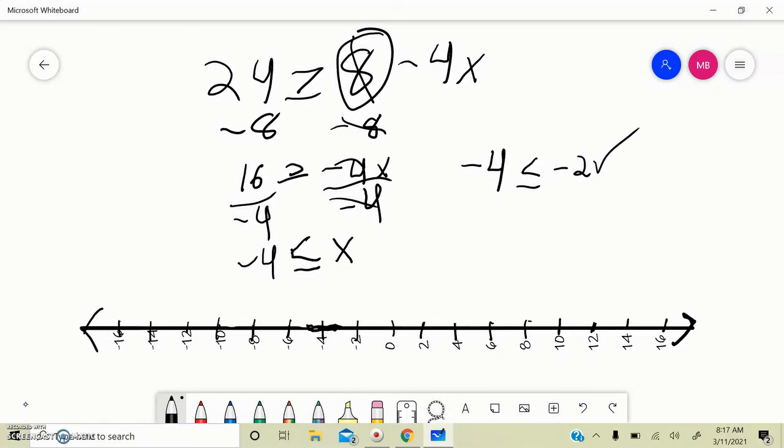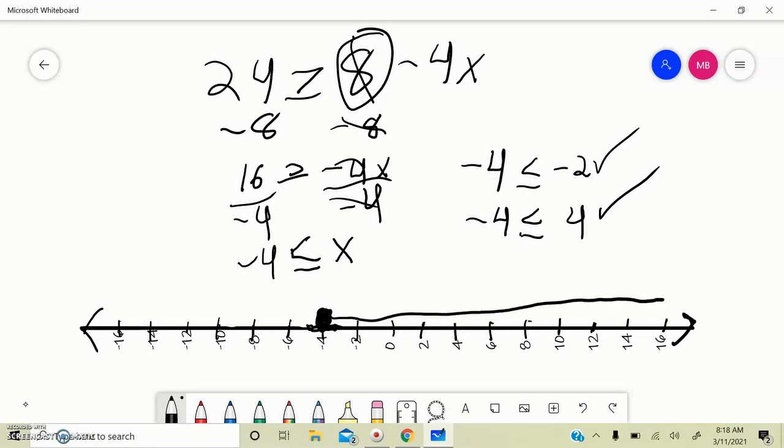Okay, so I have a little bit of an idea, but I want to check one more number to make sure my line is going in the right place. So if I have negative 4 is less than or equal to positive 4, is that right? Yep, that's right. I know which way my line is going. So I also have that extra line, so it's going to have that extra filling. So it's going to be a closed circle with my line going to the right as my numbers get larger.